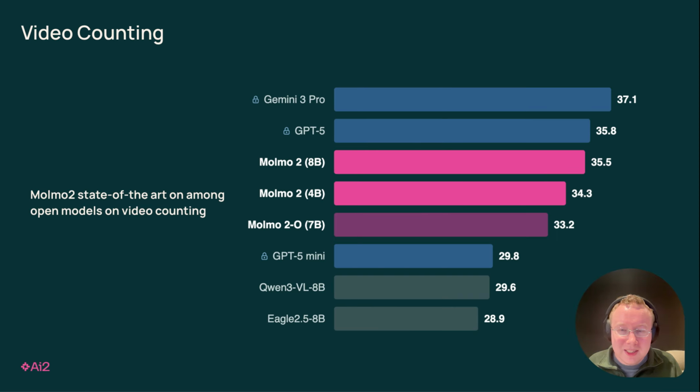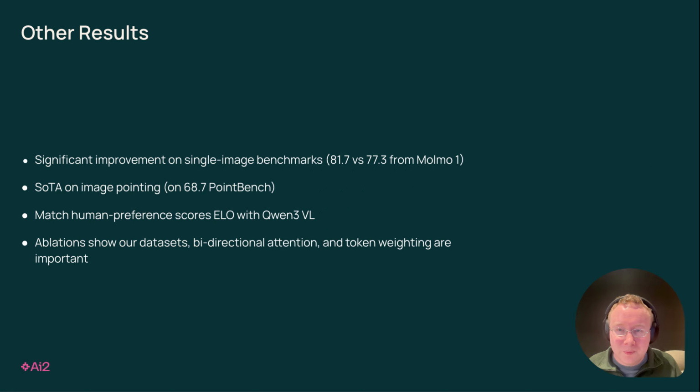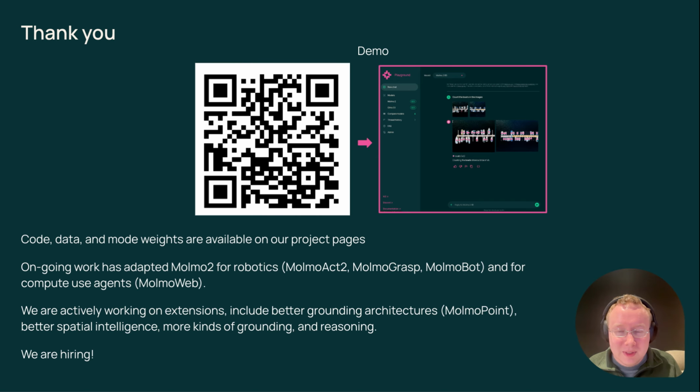We evaluated counting. So for Molmo2, counting is a grounding task, so the model points at every object it's trying to count. And here we're very strong, competitive with proprietary models and ahead of other open models. And then on tracking, Molmo2 is state of the art. And very few VLMs really support video tracking, even though we think it's a pretty fundamental grounding capability for video. Many other results in the paper on images and pointing, but I won't talk about them here.